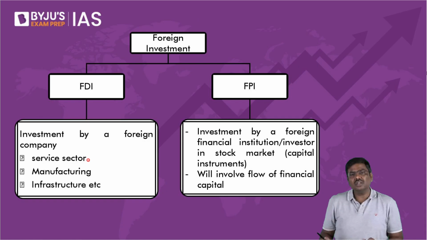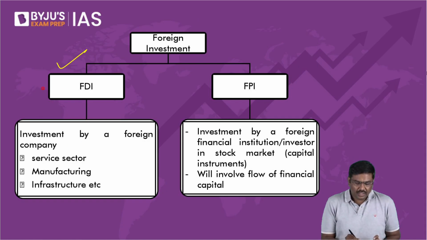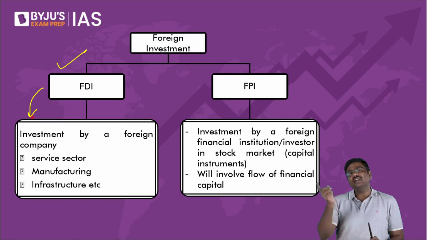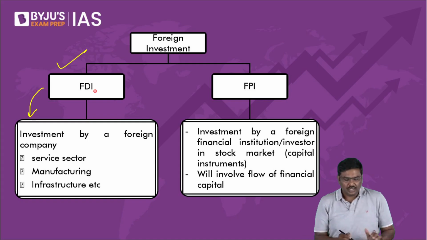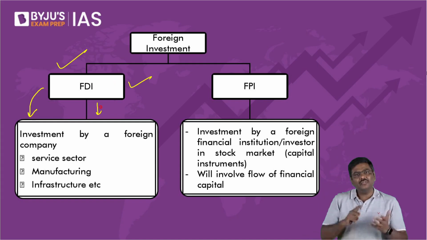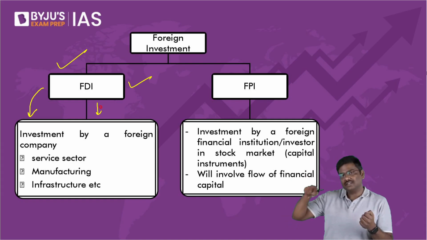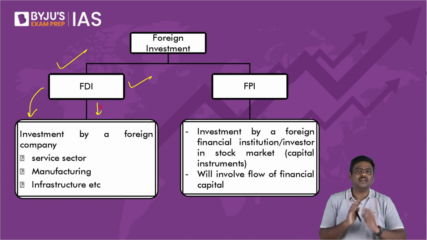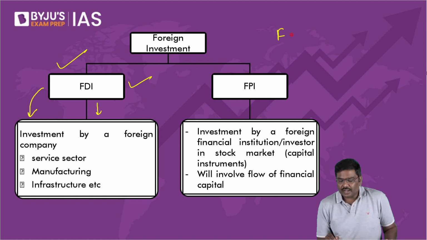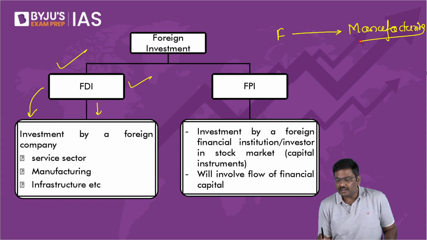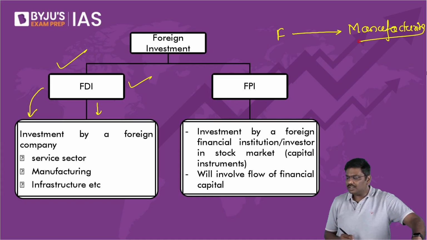What is FDI? What is FPI? FDI is any investment that is done by a foreign company in creating assets in India. I'll repeat the statement. FDI simply stands for any foreign company creating physical assets in India. For example, listen to this very carefully. A foreign company will bring money into India and set up a manufacturing facility. Can I call this FDI? Please let me know.